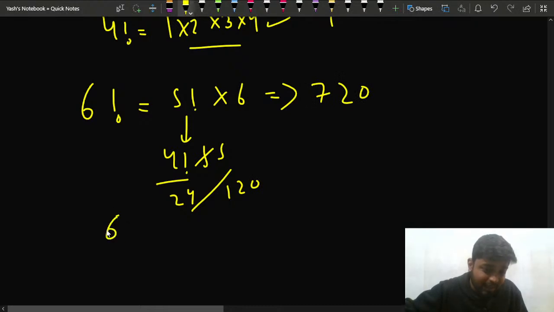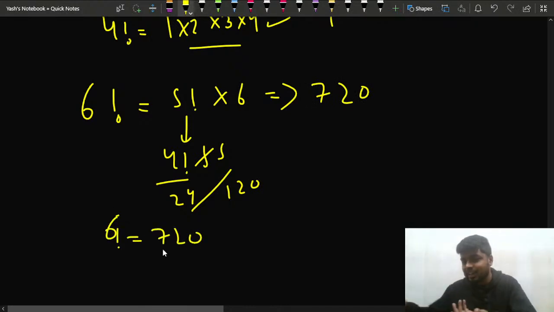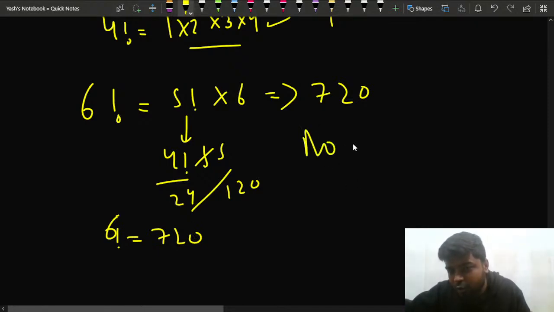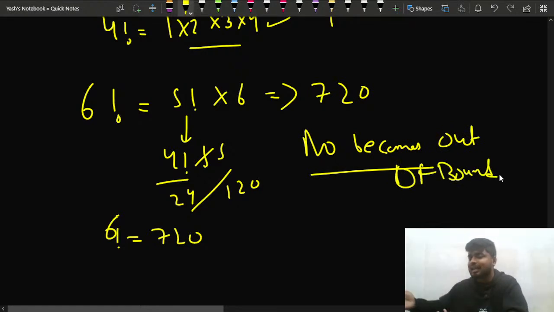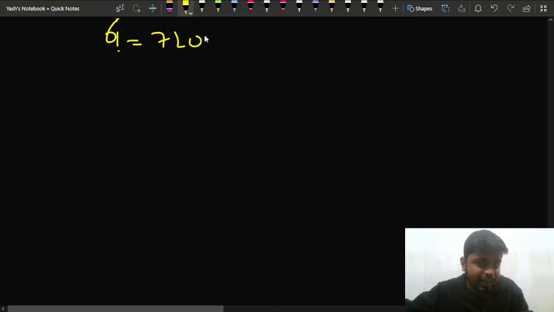So if a number like 6 factorial becomes 720, then for 7 factorial and so on, the number becomes very large, so it becomes out of bound. The factorial that you calculate goes outside the capacity of even a long int, the highest capacity that an integer can hold. So how do you handle that situation?